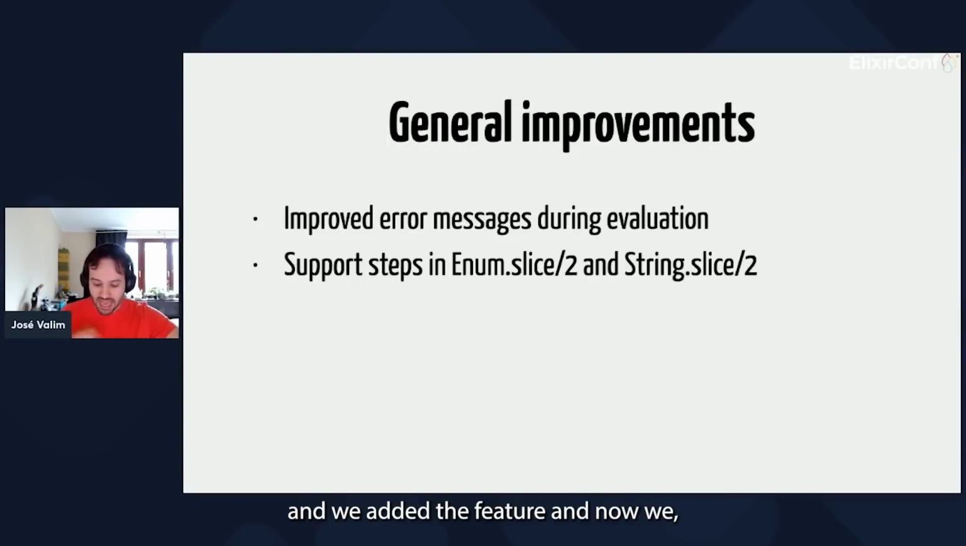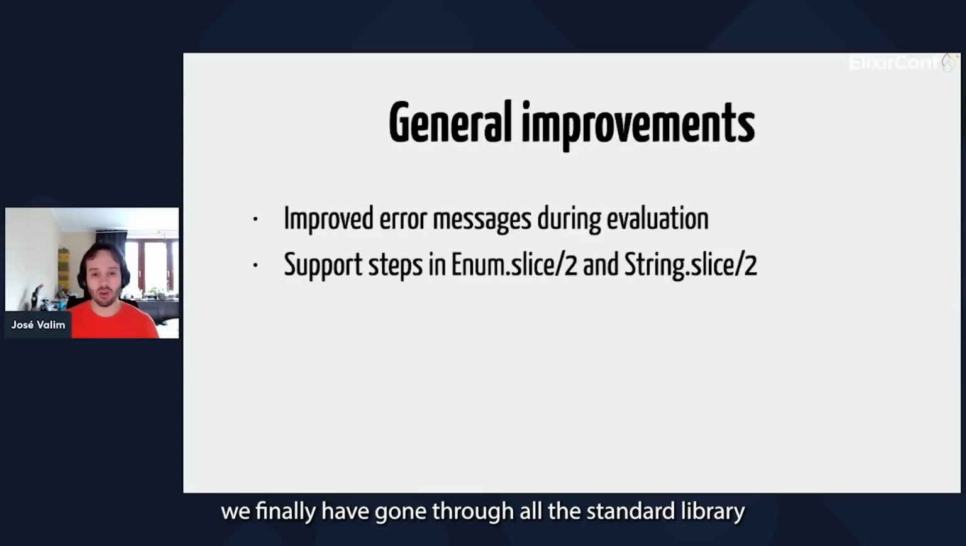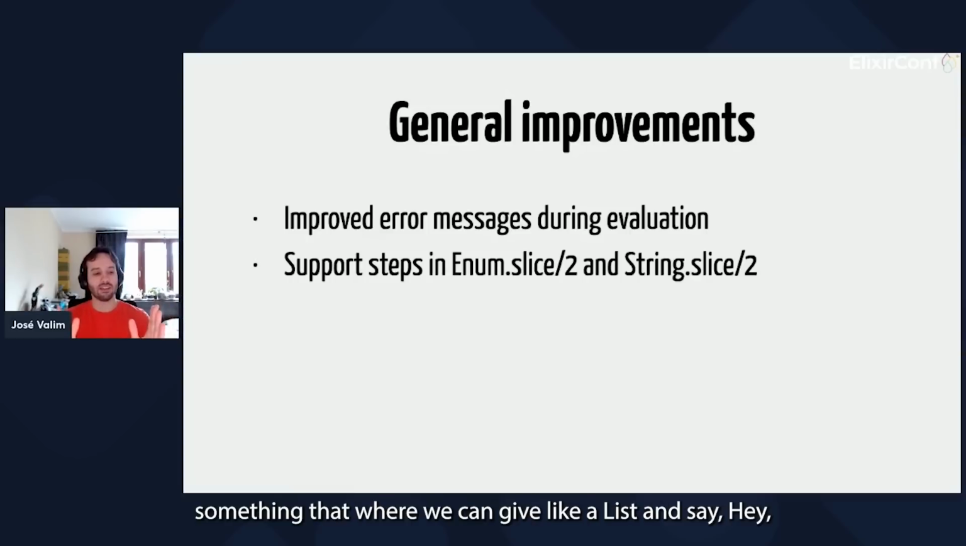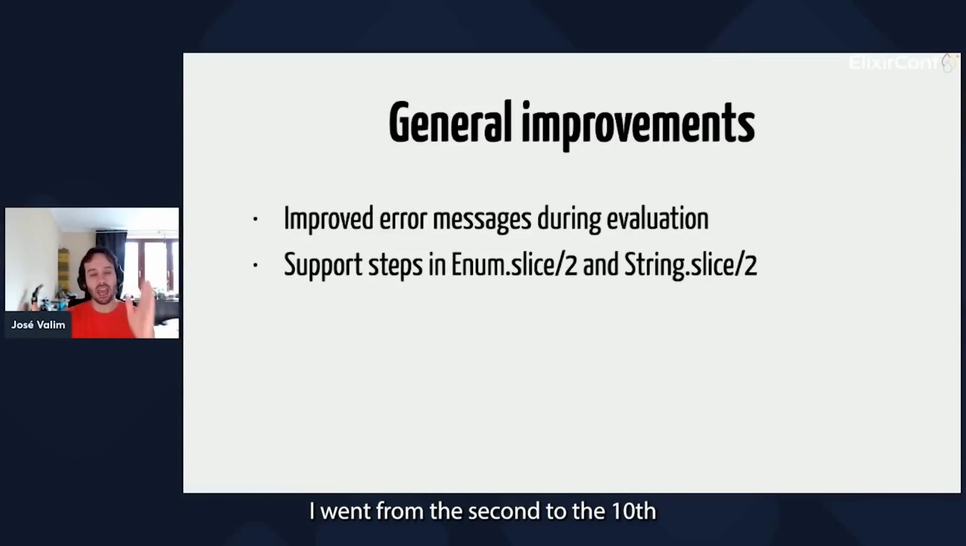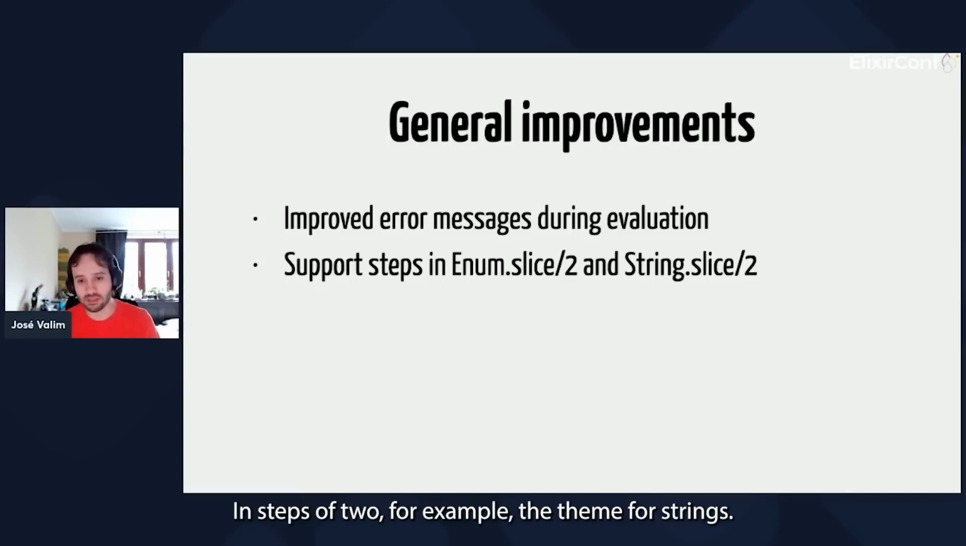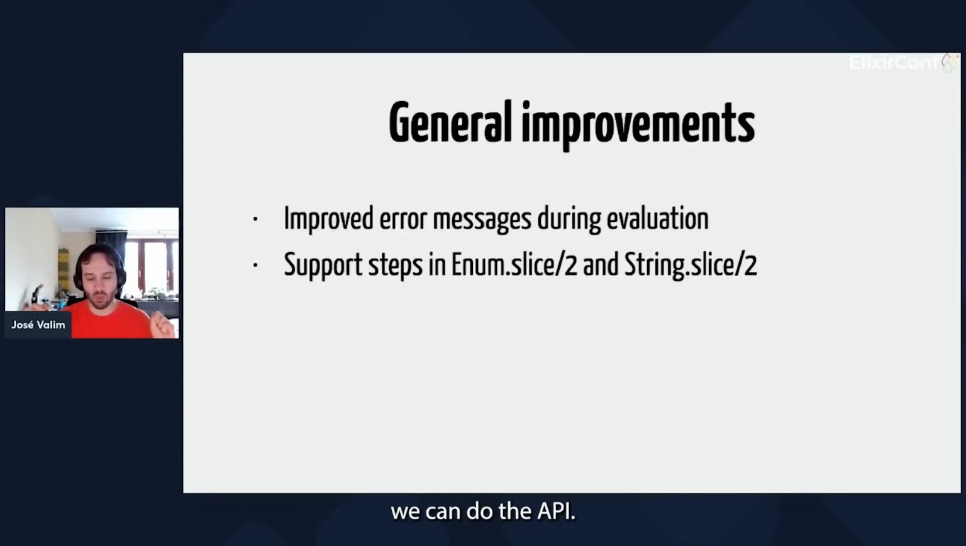And we added this feature, and now we finally have gone through all the standard library and made sure that things like Enum.slice support it. So with Enum.slice we can give a list and say, hey, I want from the second to the 10th element, right? We went through those things and made sure that it supports steps. So you can say, hey, I want to go from the second to the 10th in steps of 2, for example. The same for strings. So we are supporting these steps now whenever we can in the API.